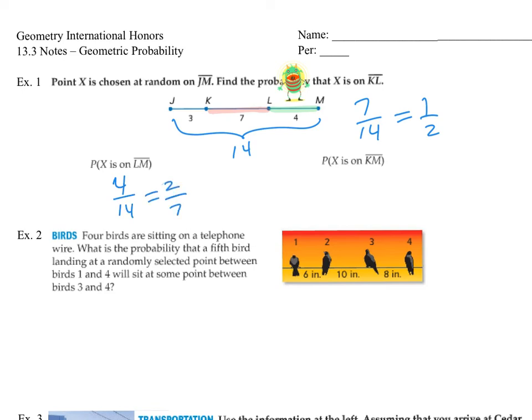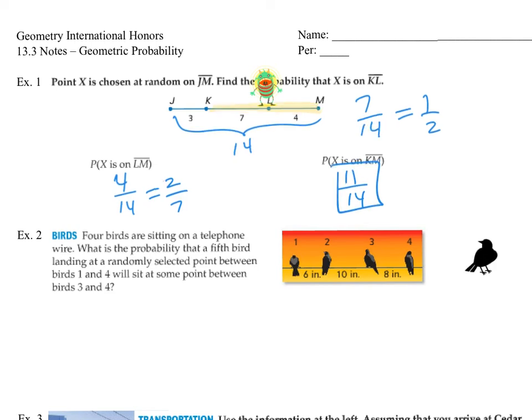All right, and then one more. Suppose our bug, let me erase these markings. Suppose our bug takes off again and he starts flying around. What is the probability that he's going to land on segment KM? So that would be this part of the segment from here to here. So what is the probability that he's going to land on that yellow part of segment JM? That would be 11 out of 14, which doesn't reduce any.